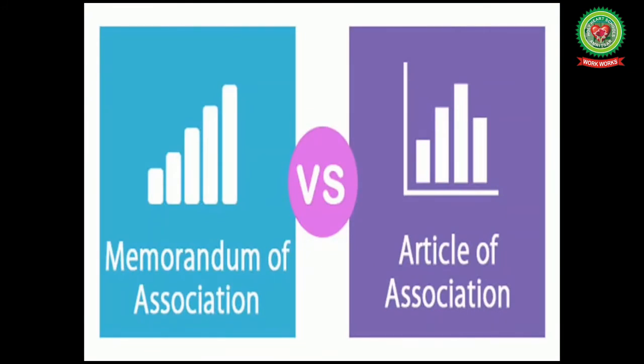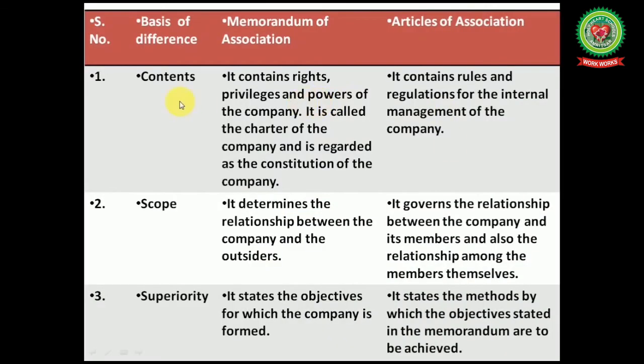So next is the difference between memorandum of association and articles of association. The first difference is content. The memorandum of association contains the rights, privileges and powers of the company. It is called the charter of the company and is regarded as the constitution of the company. But the articles of association contain the rules and regulations for the internal management of the company.